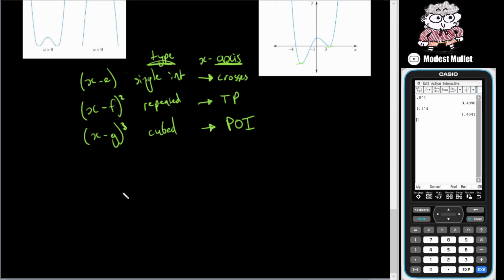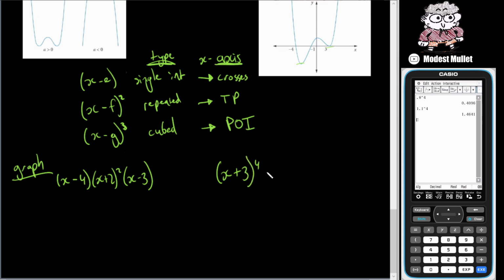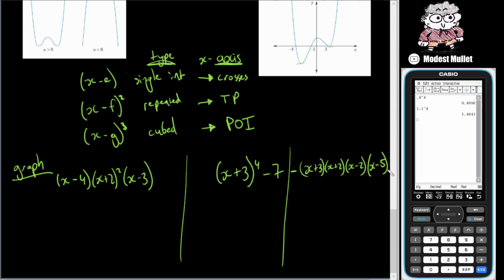So let's do a couple of quick examples. I'll write out the equations quickly. We'll do y = (x + 3)^4 - 7. And let's do y = (x + 3)(x + 2)(x - 2), let's put a negative in front of that, and (x - 5). There we go.